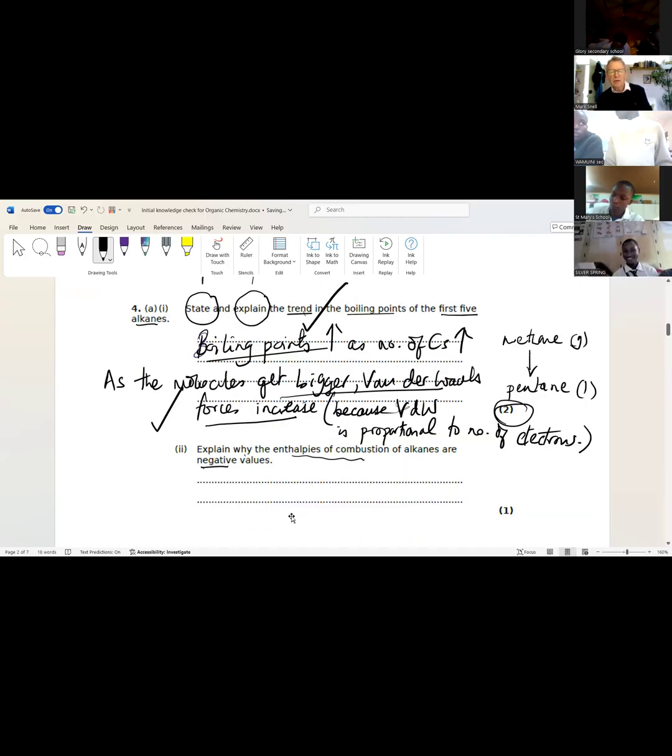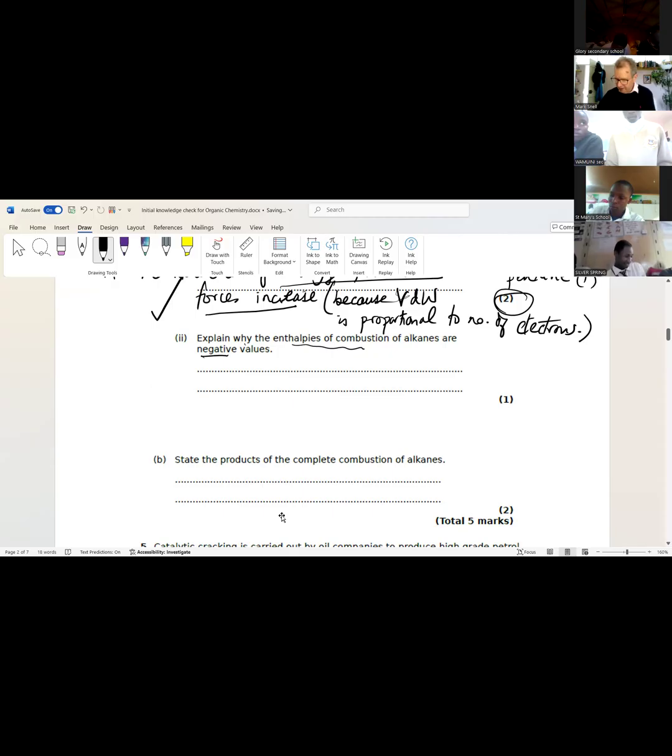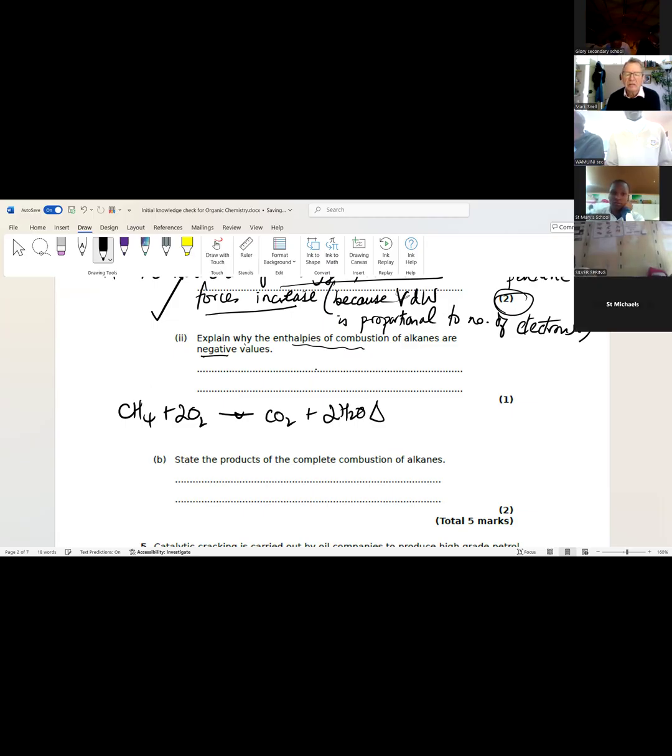Why are enthalpies of combustion of alkanes negative? We did energetics last time. We're nearly out of time. Why are they negative? If I wrote a thermochemical equation for methane, I would write this. Delta H is negative 890.4 kilojoules per mole. That's a little bit of a geeky thing to do. Why is it negative?